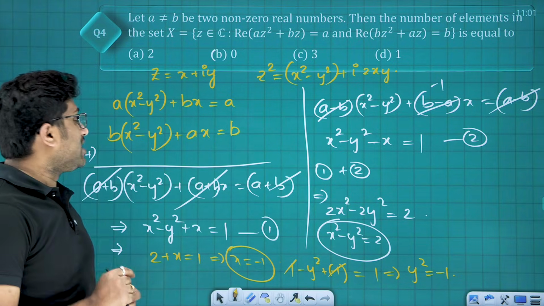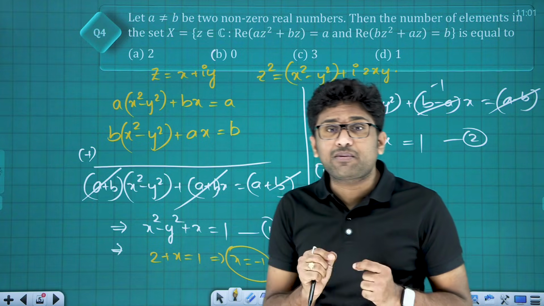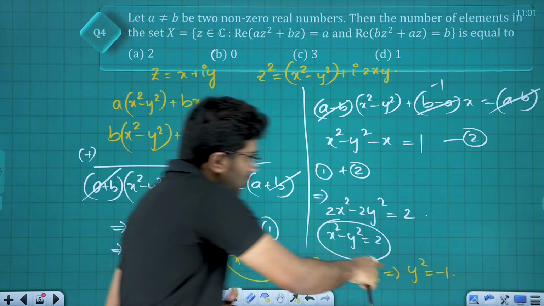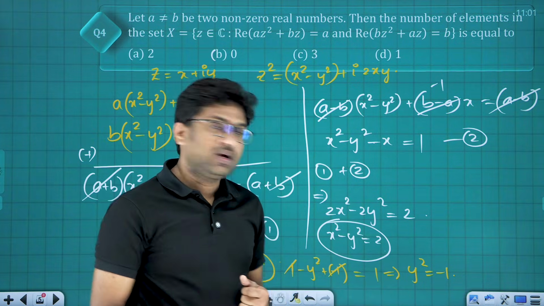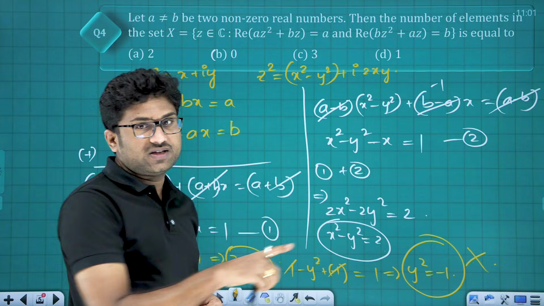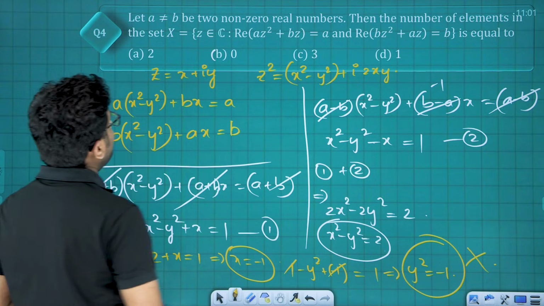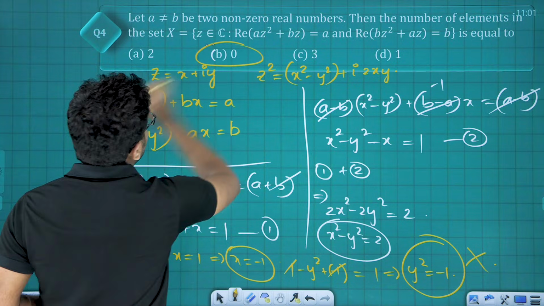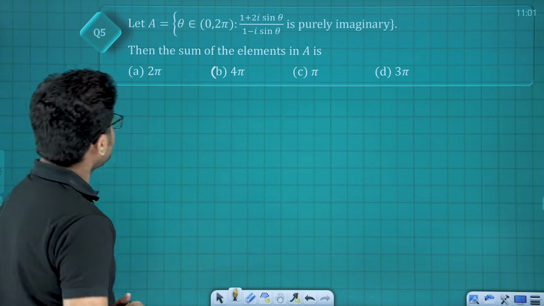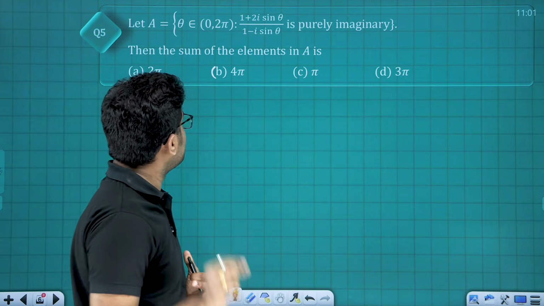Friends, z equals x plus iy is a complex number only when x, y both are real numbers. Now if y is a real number, can the square of y be negative? Never. That means x exists, y does not exist. That means the complex number itself does not exist. So the number of elements in this set X is 0. Clear? Next question.